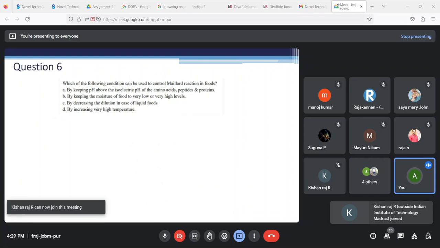Question 6. Which of the following conditions can be used to control the Maillard reaction in foods? A. By keeping pH above the isoelectric pH of the amino acids, peptides and proteins. B. By keeping the moisture of the food at very low or very high levels. C. By decreasing the dilution in case of liquid foods. And D. By increasing to very high temperatures. So what is a Maillard reaction?